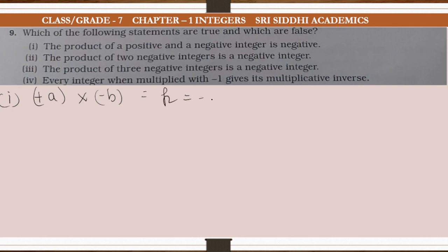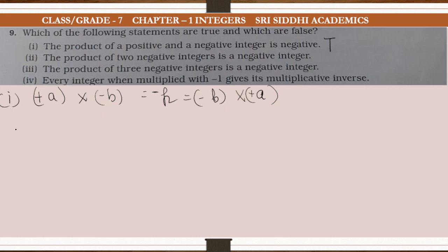If you write like this also, we know multiplication is commutative, so I write the negative integer first and the positive integer later also. The product is going to be negative. Okay, so bit 1 is true. So I'll write here T for true. Then bit 2 says the product of two negative integers is a negative integer.